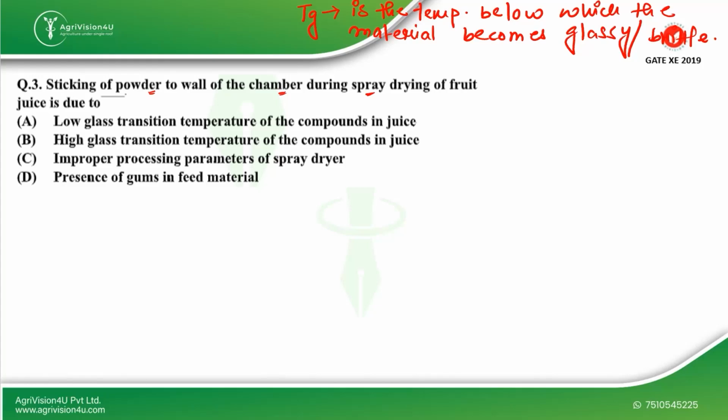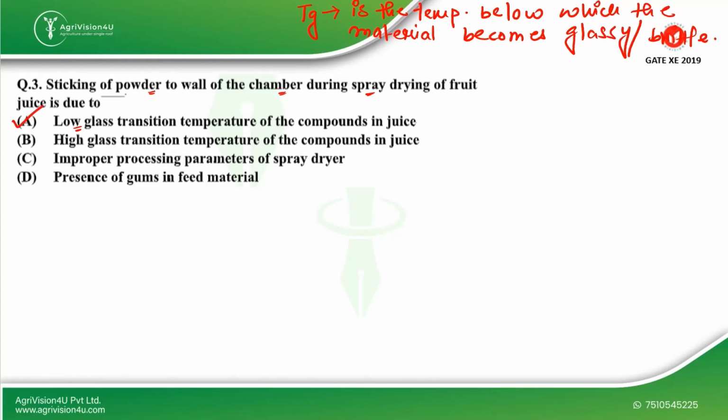So in context to spray drying of fruit juice, a low glass transition means that the compound in the juice tends to solidify or stick to the surfaces, including the walls of the drying chamber. So over here, this will be my correct option.